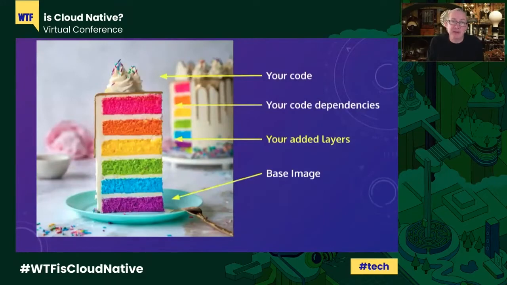So for our base images, we're trusting an upstream provider. We're going to rely on them for fixes, either by upgrading our base image or by choosing another base image which has fewer vulnerabilities in it.